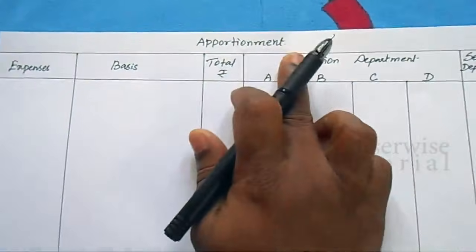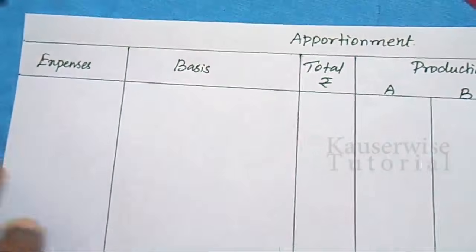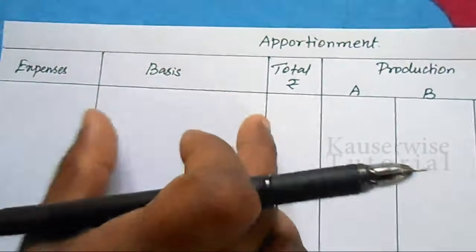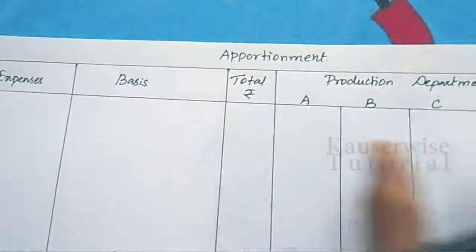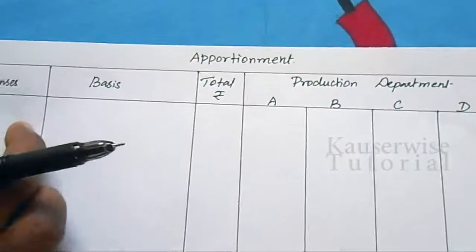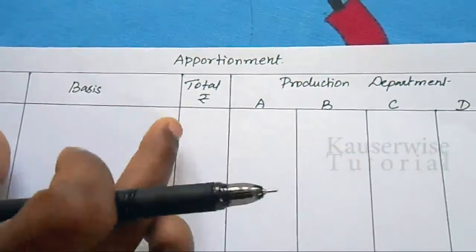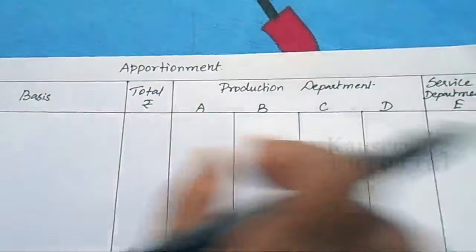For apportionment, you need to have columns like this. The first column is for expenses, so whatever expenses are given in the problem, you write here. Then you write the basis, on what basis the particular expense is going to be split to the various departments. And you write the total amount, and the split up will be written here.